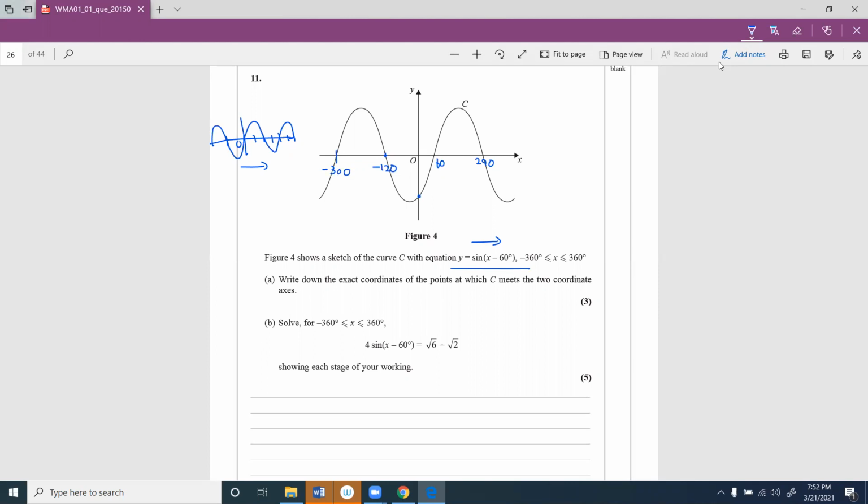How do you find this coordinate? In this equation, the intersection with the y-axis means x equals 0. If you make x equals 0, that means y equals sine of minus 60.